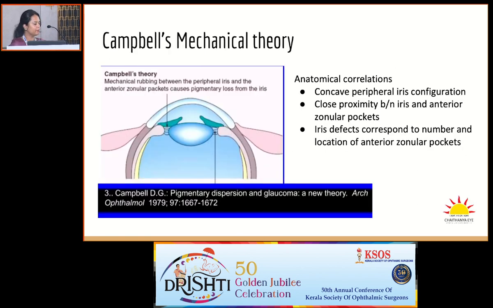The mechanism of pigment dispersion can be described under Campbell's mechanical theory, which states that there is mechanical rubbing between the peripheral iris and the anterior zonular packets, causing pigment loss from the iris. The anatomical correlations to this theory are the concave peripheral iris configuration, close proximity between iris and anterior zonular pockets, and iris defects corresponding to number and location of anterior zonular pockets.